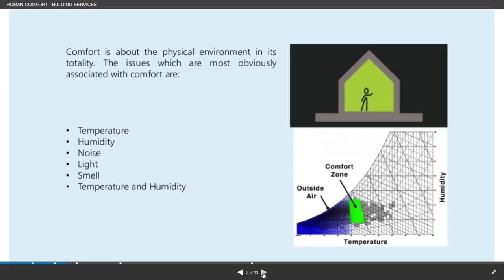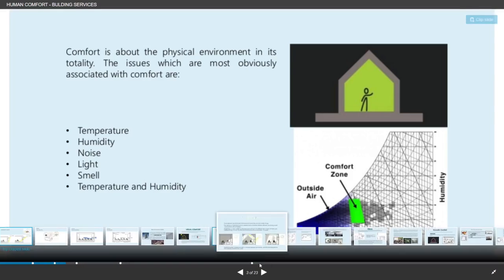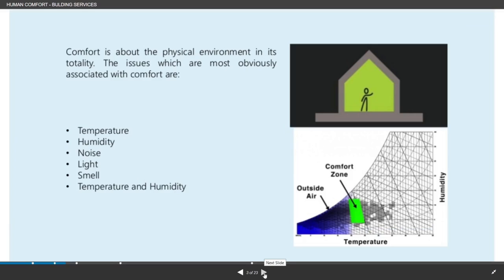So just quickly going through it, you'll recognise some of this. Obviously, we're talking about heat. We've got temperature, humidity, noise, light, smell, temperature. These are all things that affect human comfort. You'll recognise this, won't you? All of you. It's a psychometric chart.